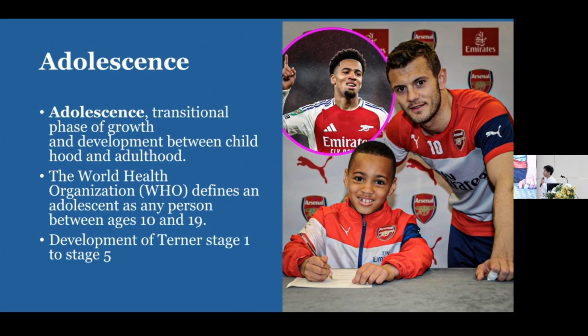And the last thing, the adolescent. Adolescent is a transitional phase of growth and development between childhood and adulthood. As you can see, this phase develops from stage 1 to stage 5, and this is what an adolescent will look like.